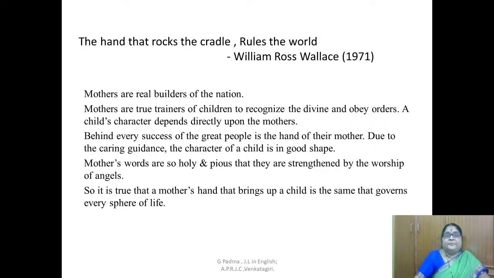He says that the mothers train the children. Basically, first they give them training in looking after everybody, then teaching them to pray to God, then obeying orders, all sorts of discipline. Means the character is built by the mother, by telling him to be good, to do good, and develop good qualities, and being holy and pious. The mother is so holy and pious that her words are strengthened, they say, by the worship of angels, because the mother worships God and angels. They strengthen the mother's words. So whatever the mother says, we have to follow. So by that, the child grows and turns into a great personality.